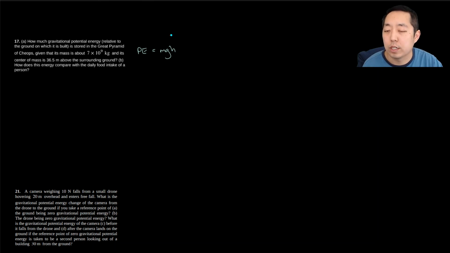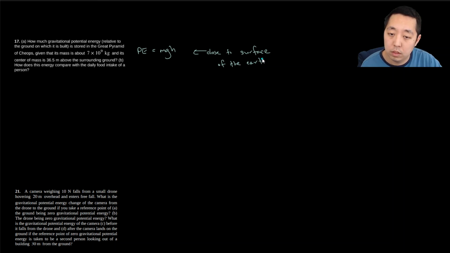This assumption holds when you're close to the surface of the Earth. You can't use this when you're using the universal law of gravity. For example, the moon's potential energy relative to the Earth is not equal to this. So be careful when you use this equation, but most of these kinds of problems are typically close to the surface of the Earth.